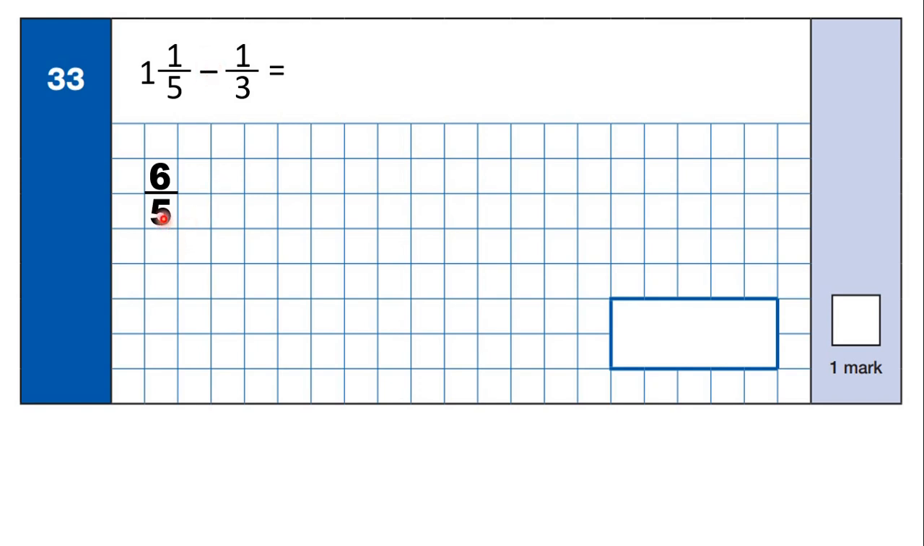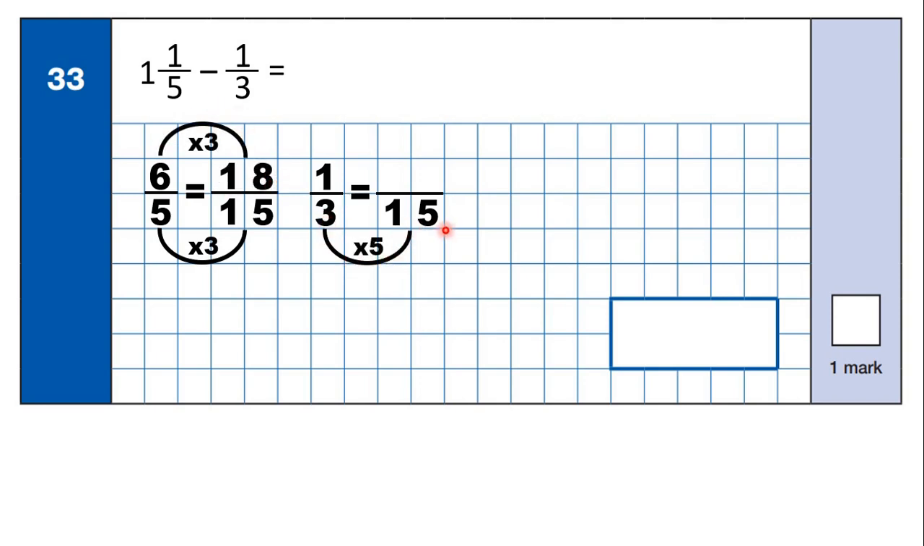Our denominators are 5 and 3, but 5 isn't in the 3 times table, so we need to find 2 equivalent fractions. Now 15 is in the 5 times table and in the 3 times table, so we can find equivalent fractions to 6/5 and 1/3 with the denominator of 15. 5 times 3 is 15, 6 times 3 is 18. 3 times 5 is 15, and 1 times 5 is 5.